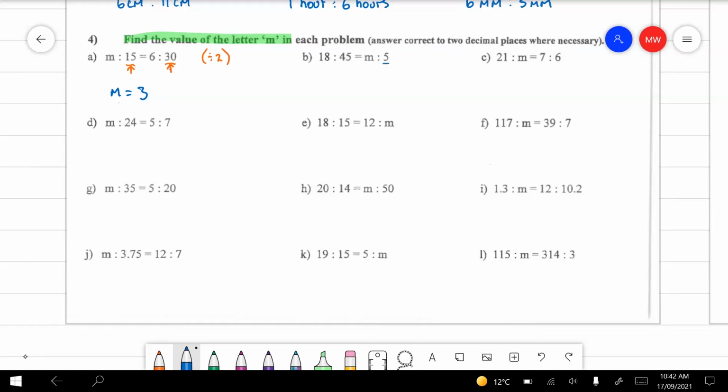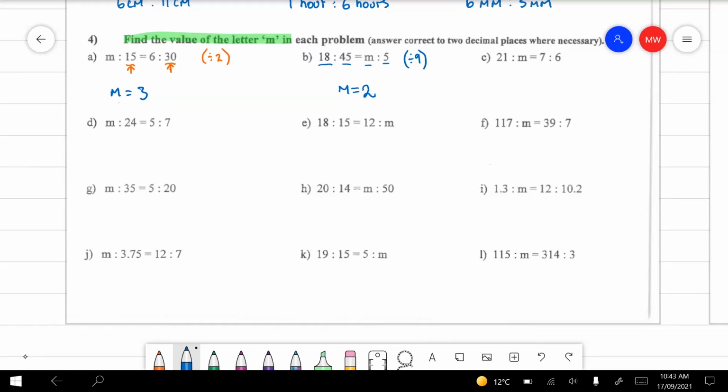What did I do to a 5 to turn it into a 45? I times it by 9. So I'm going to times... Oh, I've gone back the wrong way. Let's go and try that a different way. What did I do to 45 to turn it into a 5? I divided it by 9. So I'm going to take the 18 now, and I'm going to divide it by 9 to give me m. So m will be 2.